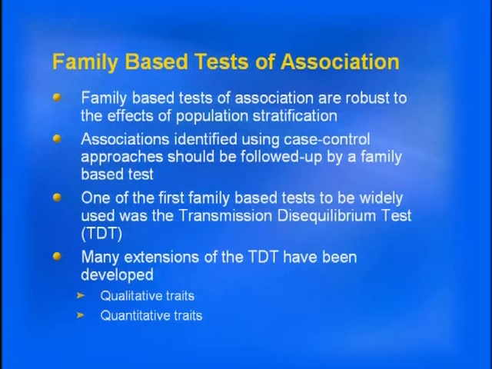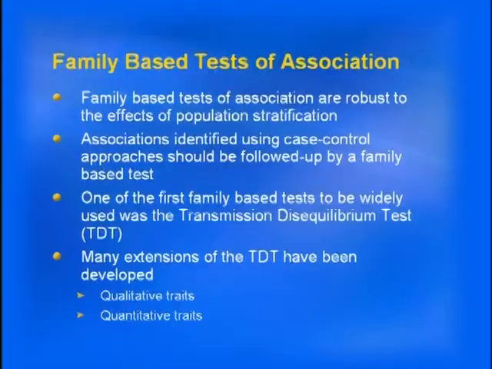And what we tend to think is a good approach is that if you identify something in a case control study, you need to try and replicate it in some way, either using a different sample, a different population, or a different method. And one method that we like is the family-based tests of association, because they are robust to population stratification. One of the first family-based tests of association that was widely used was the transmission disequilibrium test, or TDT.